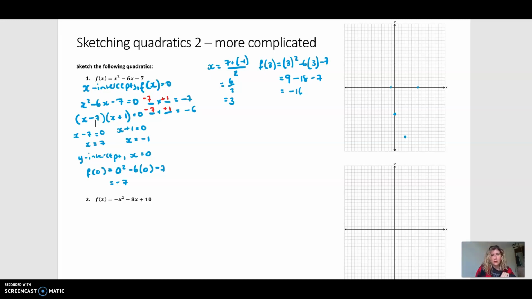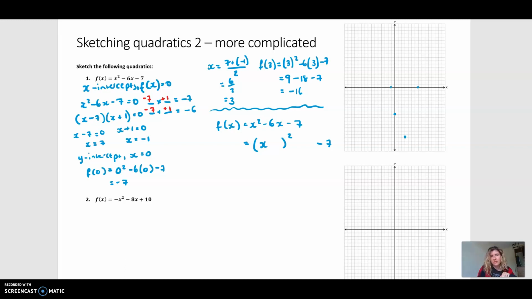Okay, I want to show you the other way, which is using the completing the square formula too. We're still going to end up with 3 and negative 16 as our answer, that's not going to change. But when we're completing the square, we've got f of x equals x squared minus 6x minus 7. Now remembering we've got that part in brackets there, we're going to have the minus 7 on the end over here. We've still got the x in there.